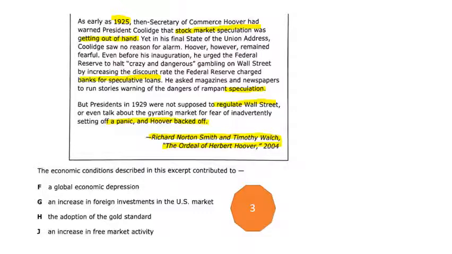And Hoover backed off. The economic conditions described in this excerpt contributed to what? So this caused what? What do we think here? Well, we know this is going to lead to the stock market crash, which leads to one of the causes of the global economic depression. So we see the clues here: stock market speculation, banks, speculative loans. And we know that's one of the reasons for the Great Depression.